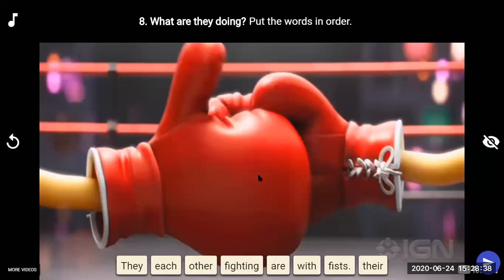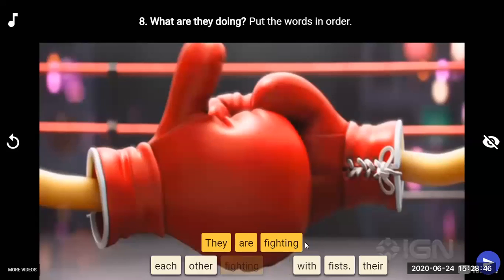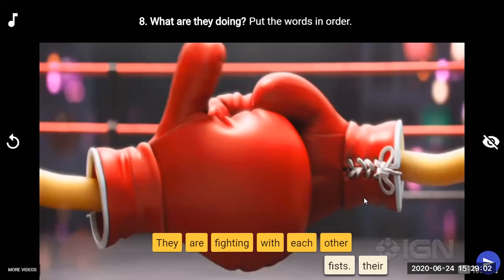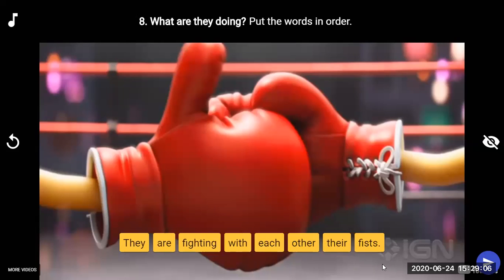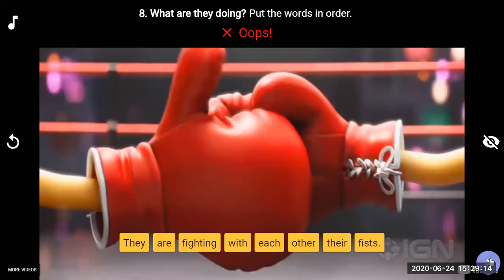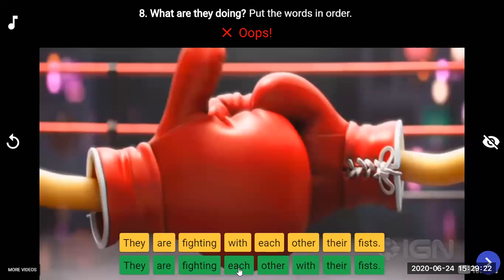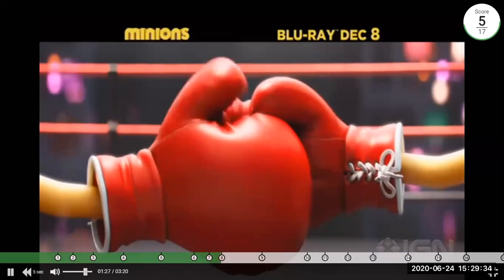Okay, let's see. What is the correct order here? They fight. Okay, they are fighting with each other, their feet. Okay, let's see. 1, 2, and 3. Very close, huh? Look, it's okay. They are fighting with each other with their feet. It was almost close. Look, the "with" here, the "each" here. But it's almost perfect. Very good. With the feet.